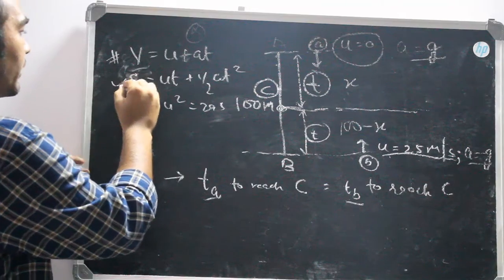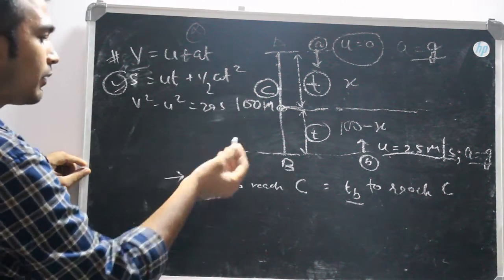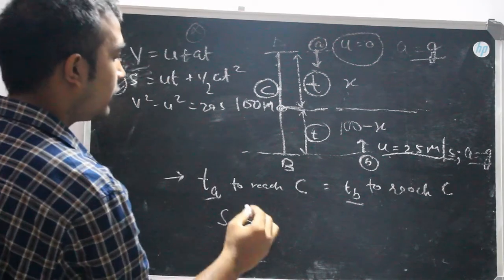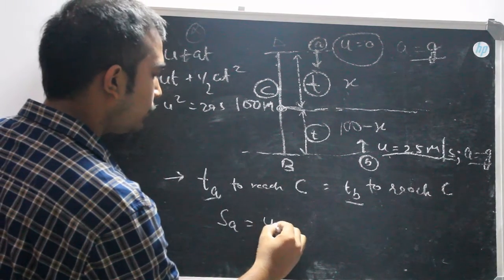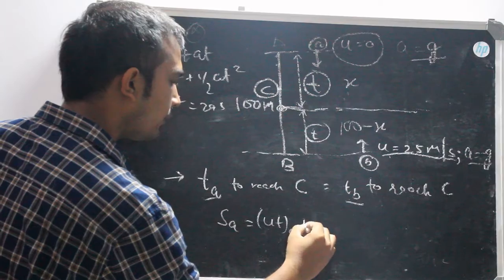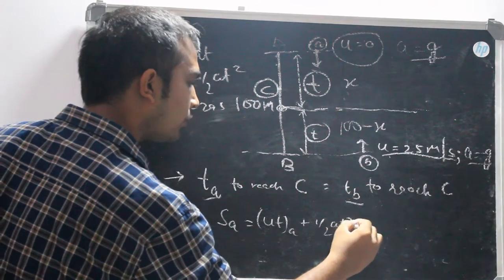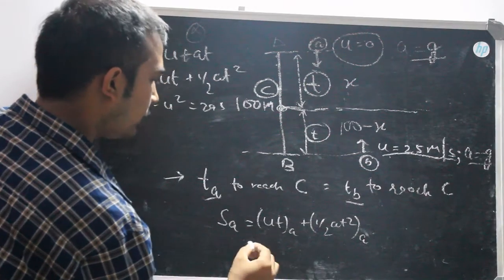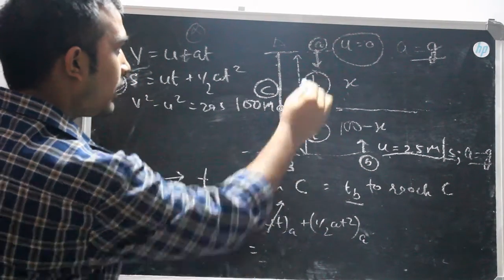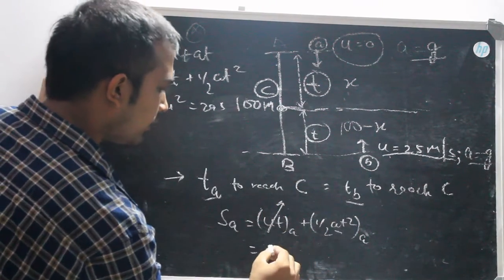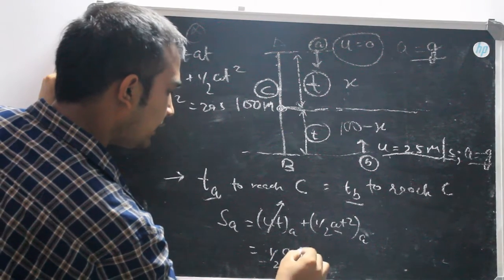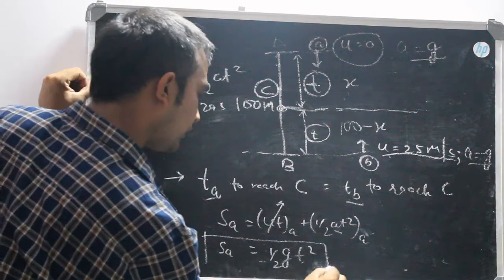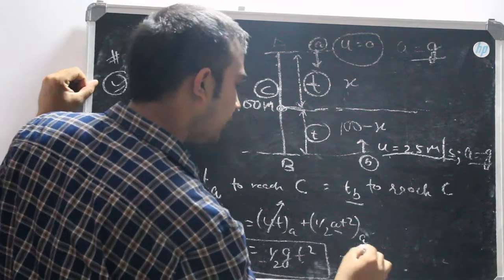So just use s equals ut plus half at square in both the conditions. So S_A is nothing but ut for A plus half at square for A. This is suffix A. So u is 0 for ball A, and a is nothing but g. So half g t square. So this is S of A. Let's take this as equation 1.